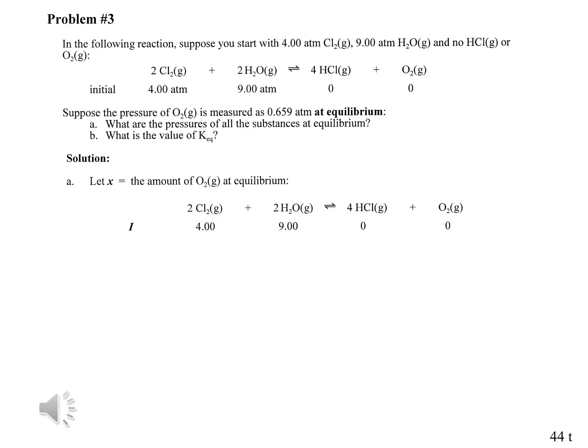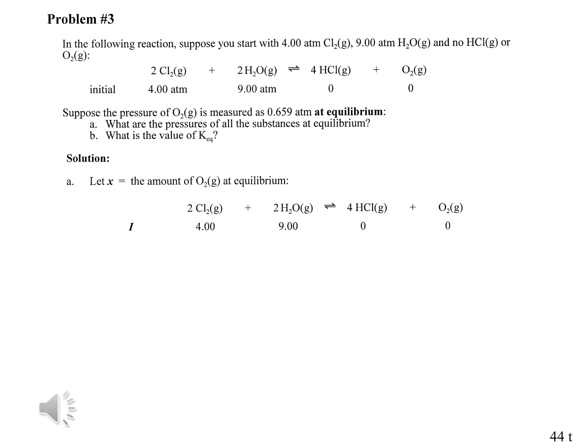Now this is another problem of this type, but it looks more complicated, but it isn't. It's just more substances. So I give you the initial row where you're starting with 4 Cl2 and 9 H2O. And what I ask is that the pressure of O2 is 0.659 at equilibrium. So I want you to calculate the other substances and the value of Keq. And because you're only getting one thing at equilibrium, you know that you're going to have to use an ICE table. So that below shows the first row.